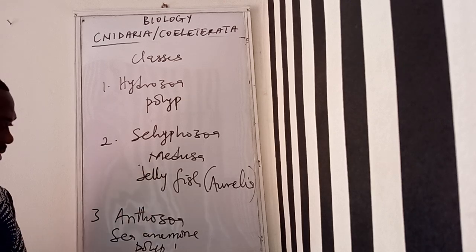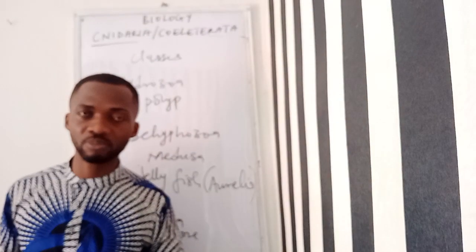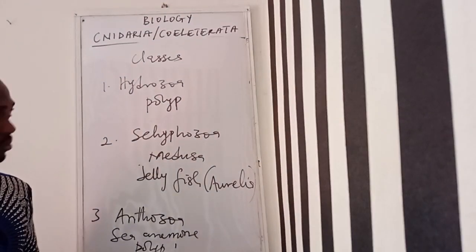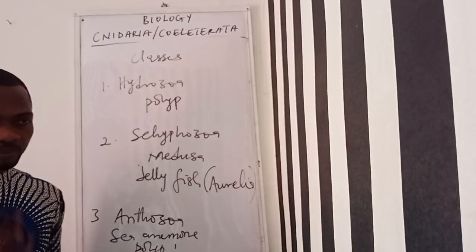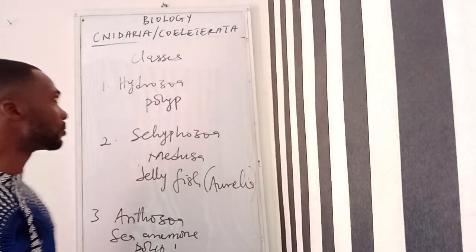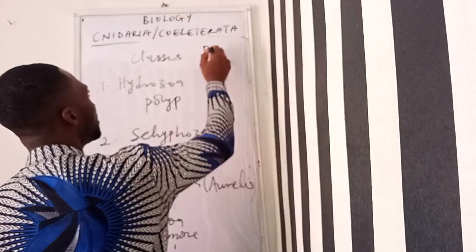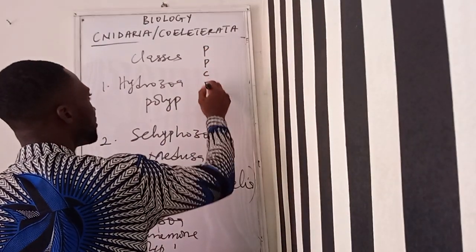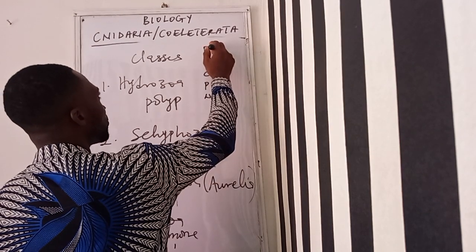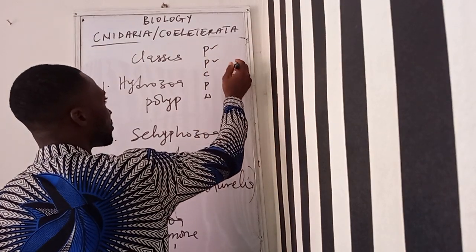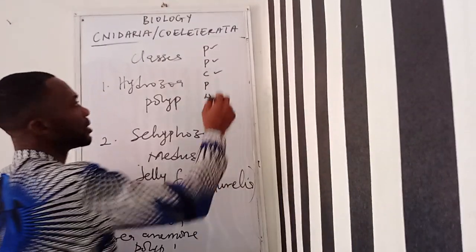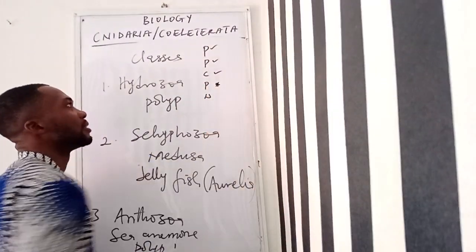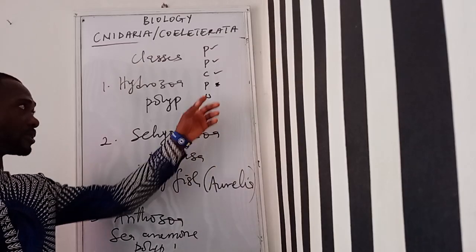So this is basically the information I want to pass out when it comes to the study of Cnidaria or Coelenterata, in the order that I've given you, remember P, P, C, P, N. We have studied protozoa, we have studied porifera, we have just studied Cnidaria. I'm going to start with Platyhelminthes in our next class.